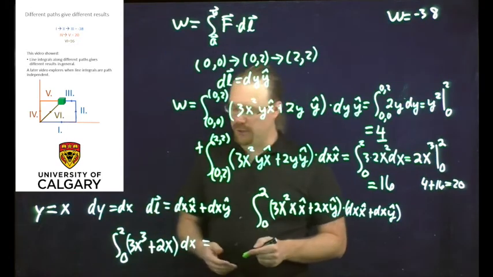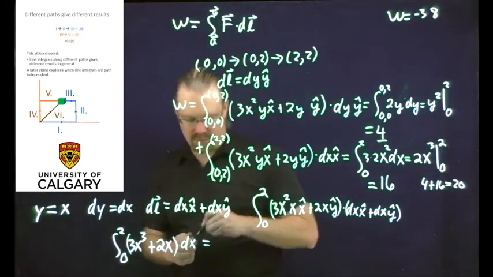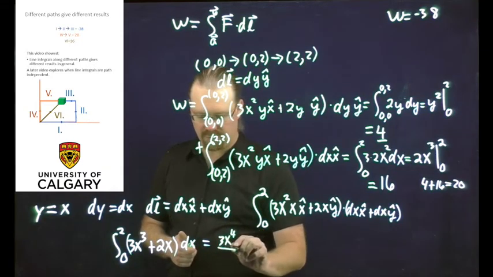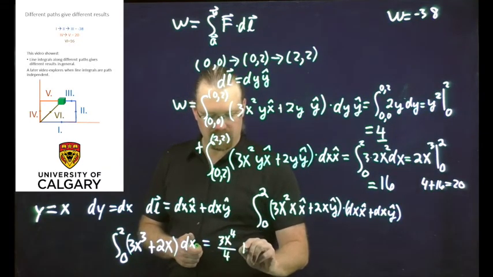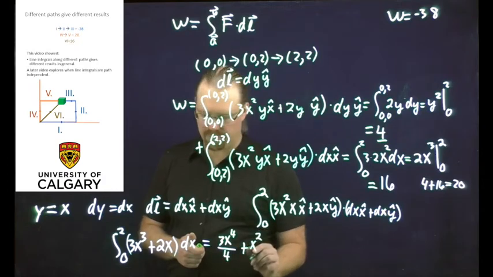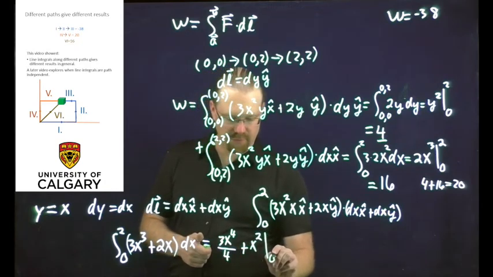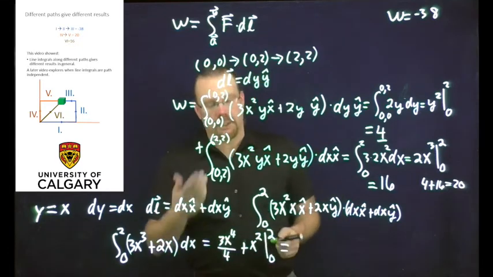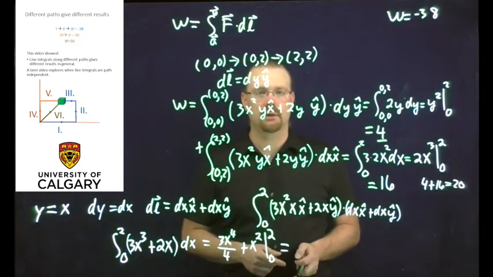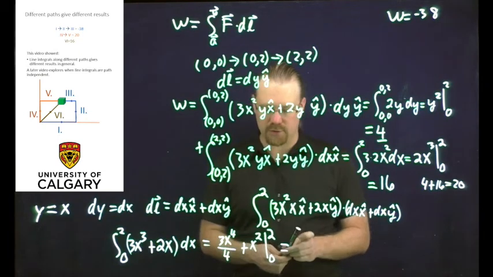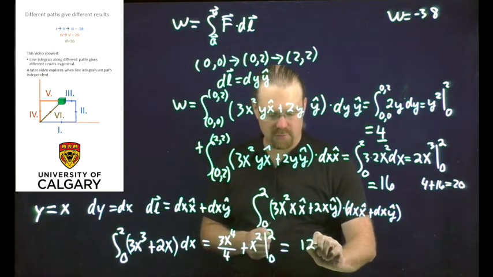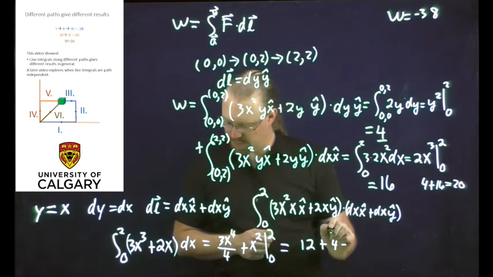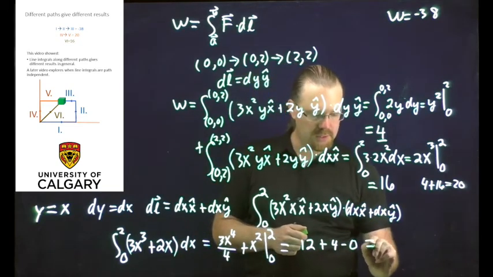And then we integrate as we always do. This becomes 3x to the 4th divided by 4 plus x squared. And this is going to be evaluated from x equals 0 up to x equals 2. So we put in 2 here, divide by 4, so that's going to give us 12 plus 4 minus 0, which is equal to 16.